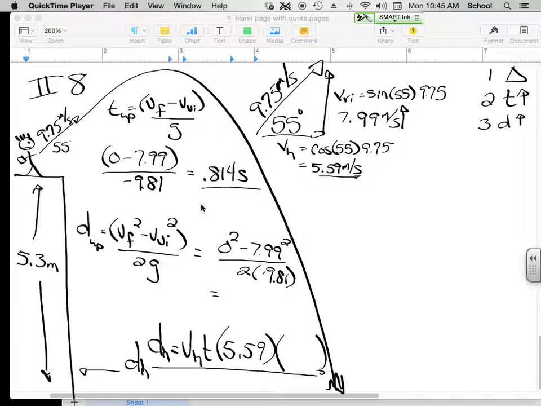Where'd you get the 7.99? That is what we figured out here. Oh, okay. Was our VVI. So we want, again, since both of these equations are going straight up, we want only the component that's going straight up.